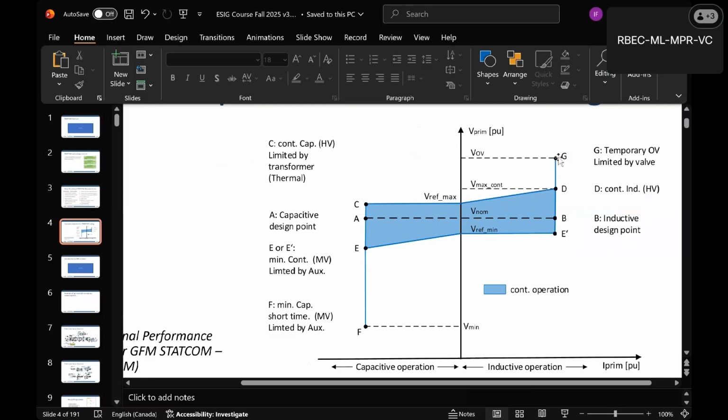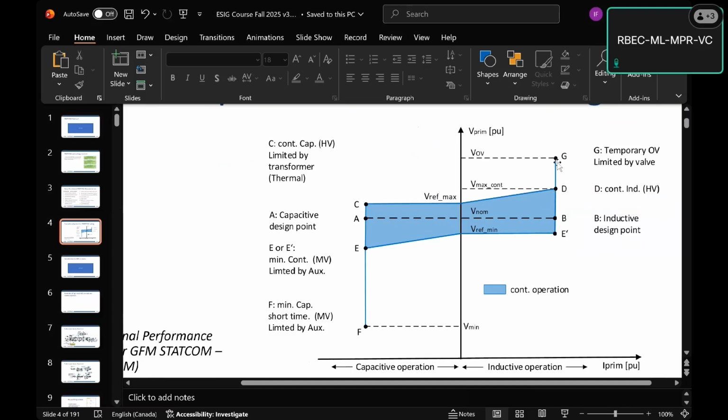Yes, exactly. But most of these design considerations are not at the high side. So this is the specification the transmission planner will give: I want you to be able to ride through point G, let's say 1.3 per unit voltage continuously, or at least for a short period of time, and pull the voltage down at that point. That's how they specify it, because that's what they know.